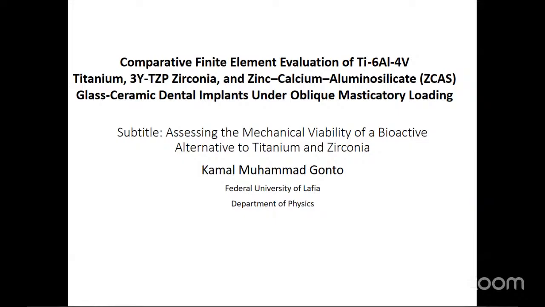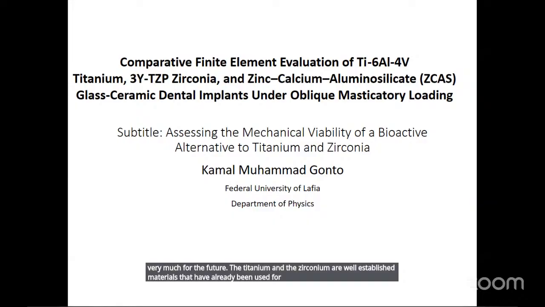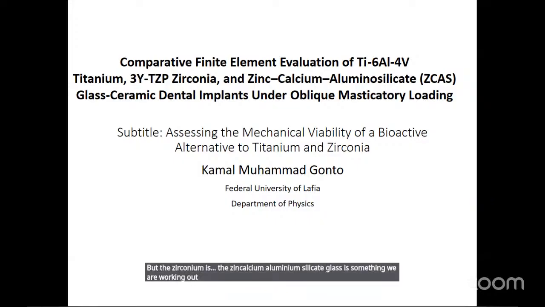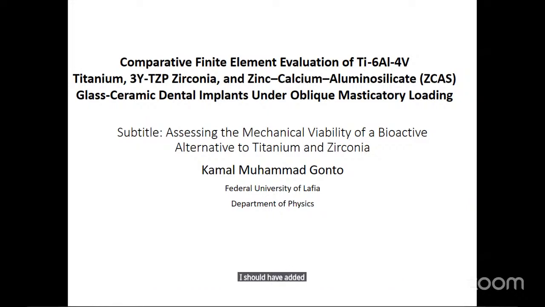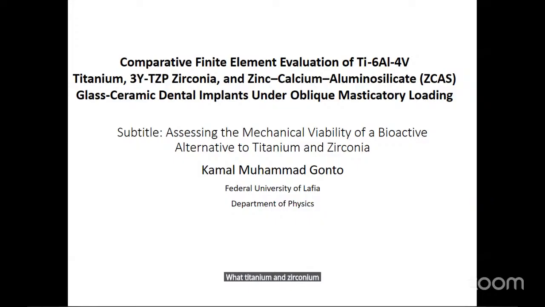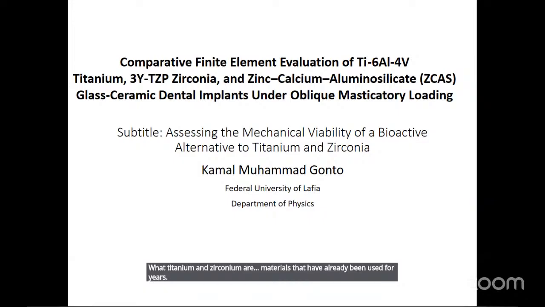Okay, thank you very much for the question. The titanium and the zirconium are well established materials that have already been used for years in the dental world. But the zinc calcium aluminum silicate glass is something we are working on. For the citation issue, they are actually in my work, but it's an oversight, and thank you for correcting me. I should have added a lot of citations in it, but it's an oversight from my part. But titanium and zirconium are materials that have already been used for years in the case of dental implants.